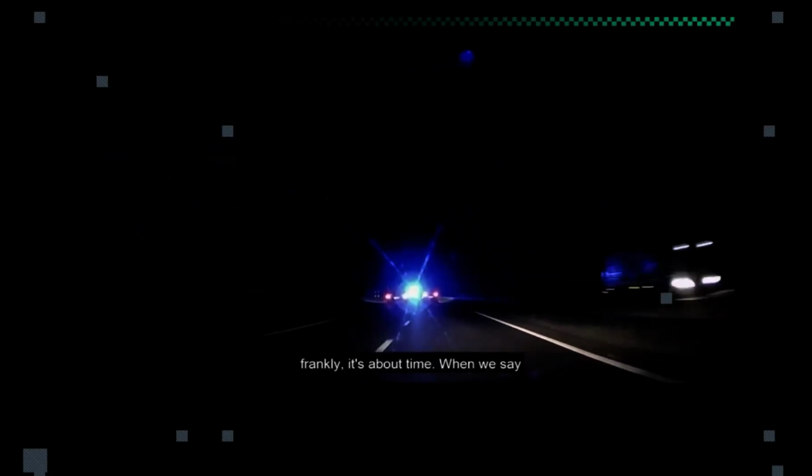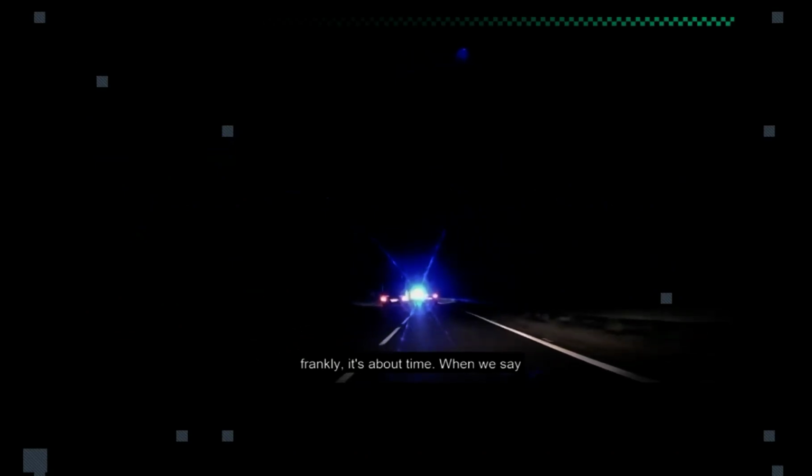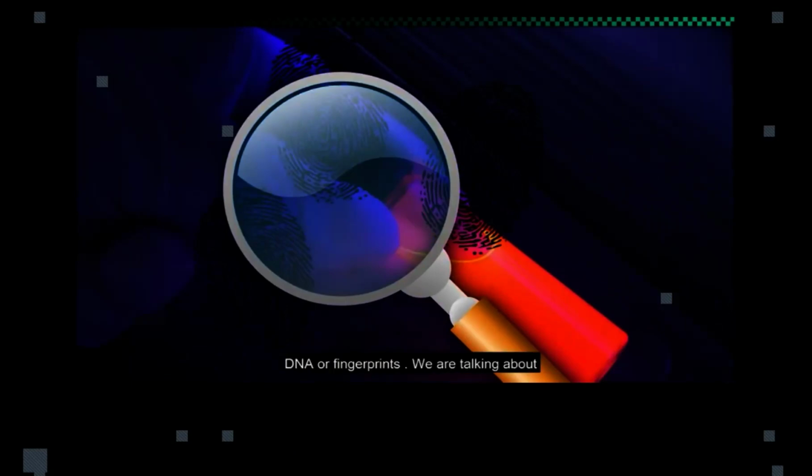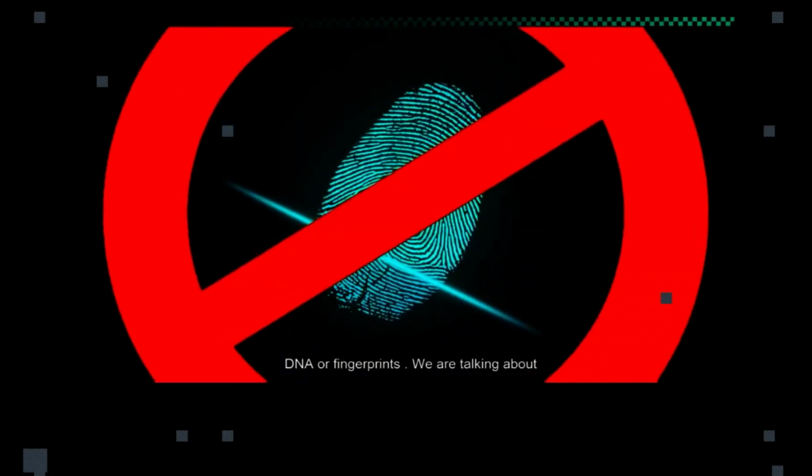You've probably heard of evidence-based policing. It is becoming increasingly ingrained in UK police forces, and quite frankly, it's about time. When we say evidence in this context, we are not talking about forensic evidence, such as DNA or fingerprints. We are talking about something that has been proven to be true.